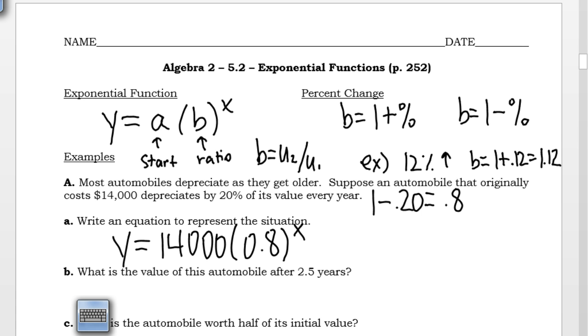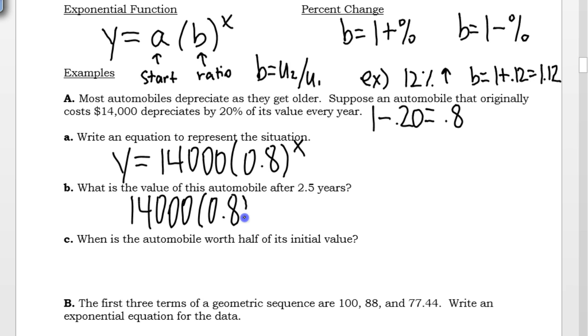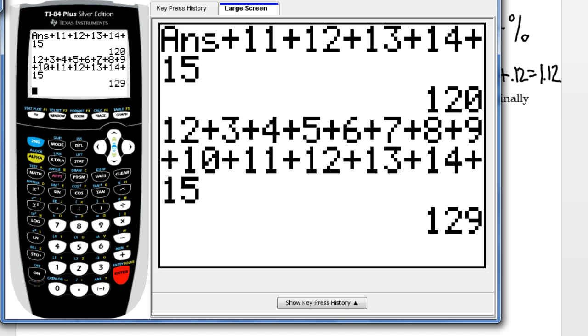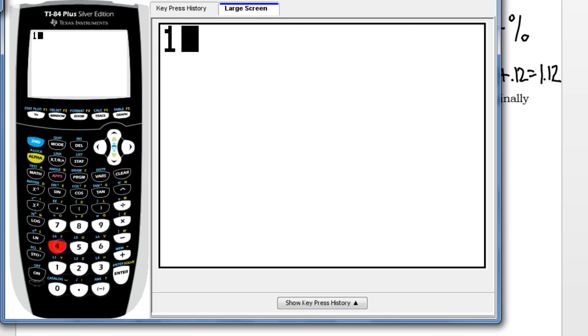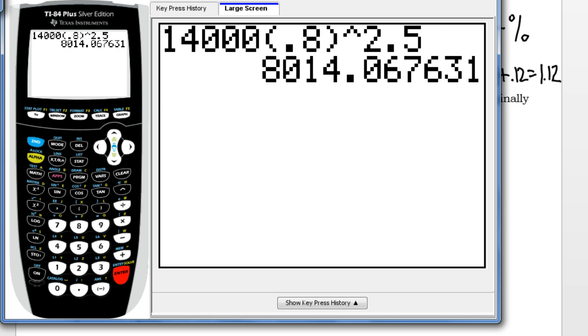So if I want to know how much this car is worth after 2.5 years, now I can just substitute the value 2.5 in for the exponent. And I have a handy dandy calculator. After 2.5 years, the car is worth a little over $8,000.